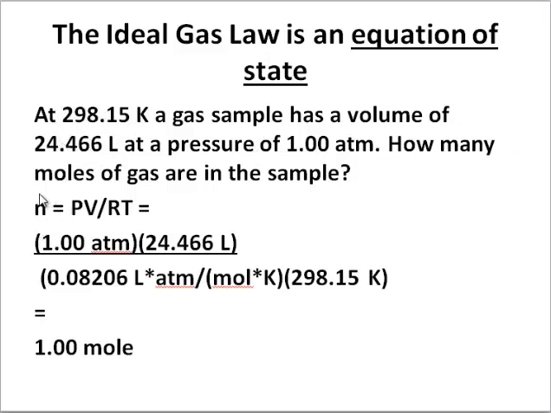It's asked about the number of moles. We could solve for that by algebraic rearrangement. n is PV over RT. And then we just have to plug in values for each of the four variables. Pressure is 1 atmosphere, volume 24.466 liters, temperature 298.15 Kelvin. Notice when you analyze the units, atmospheres cancel, liters cancel, kelvins cancel. The answer is 1 mole.